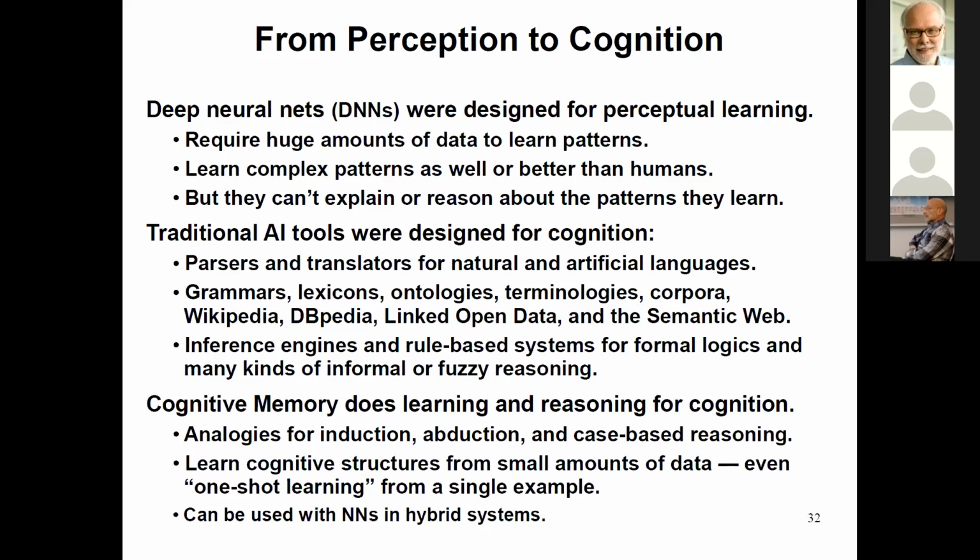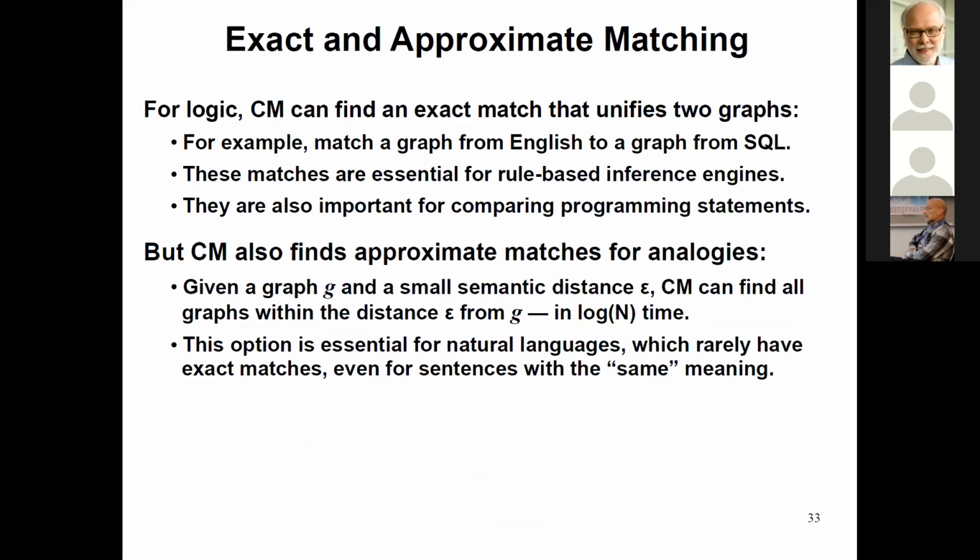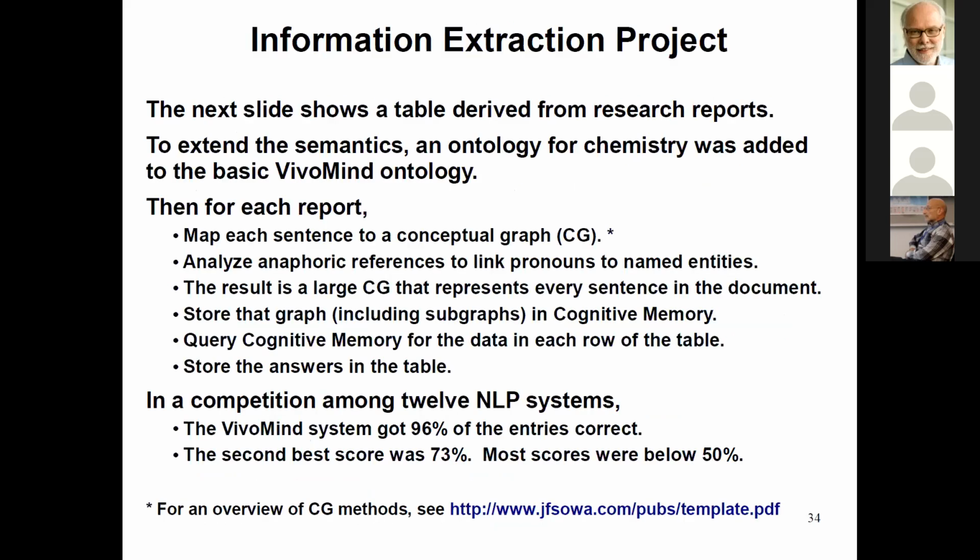And what we need are systems that combine both. You want to have a cognitive memory, which does learning and reasoning for cognition, and combine that with the neural network so that you have a complete coverage of everything. And that's one of the reasons for going to the graph stacks, because it gives you a better integration of the representations for everything in a common system. Now, the point is that common logic, cognitive memory can do both exact matching and approximate matching, and that is very important.